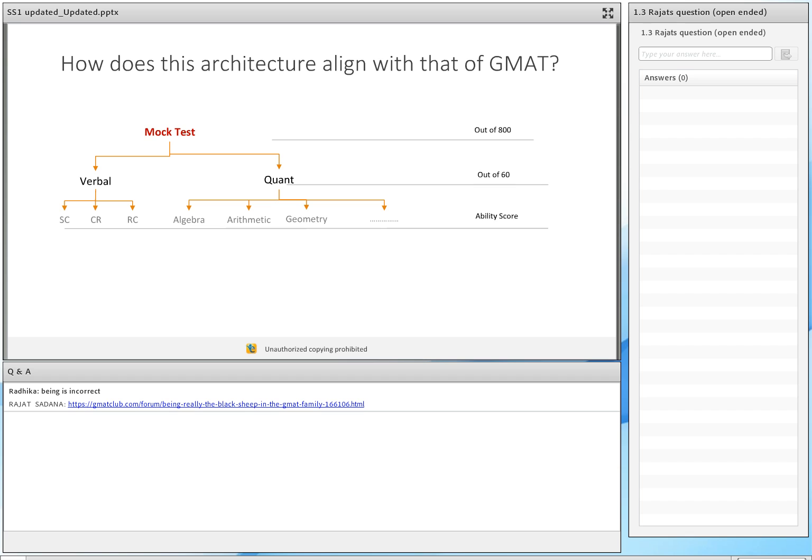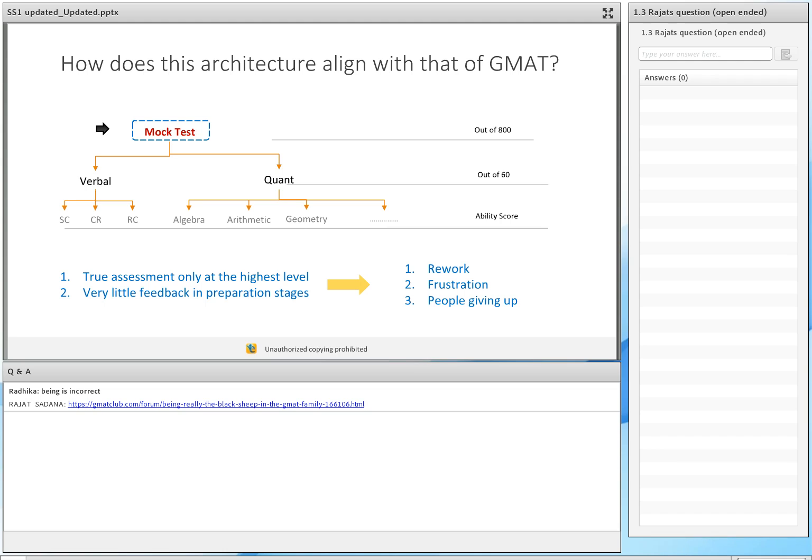So when you think about the GMAT and how the learning architecture of traditional test prep aligns with that of the GMAT, you're going to find that this alignment only happens at that highest level. There's no alignment at any of the other levels with regards to tracking. And then there's very little feedback overall at the preparation stages. Because of this, for many students, it leads to a lot of rework.